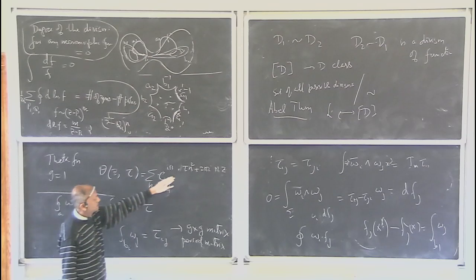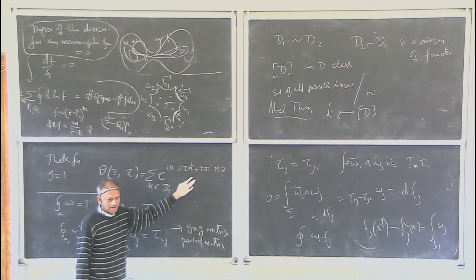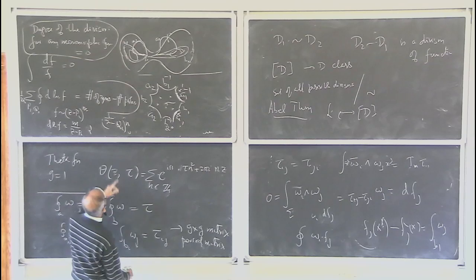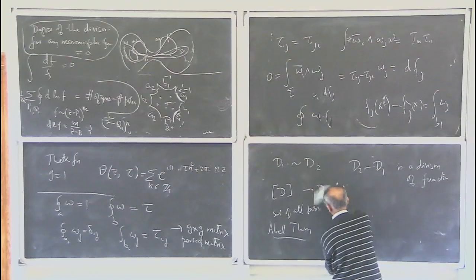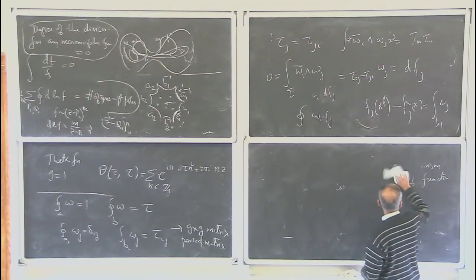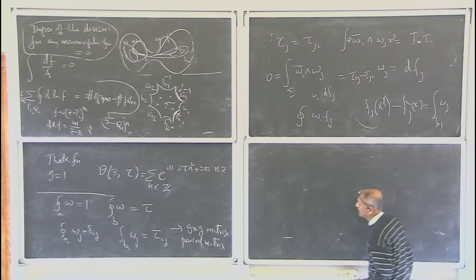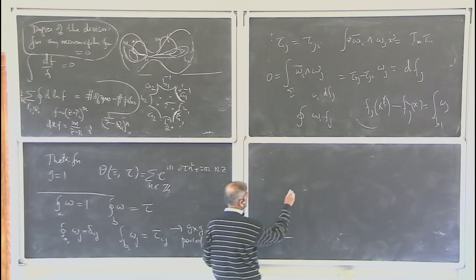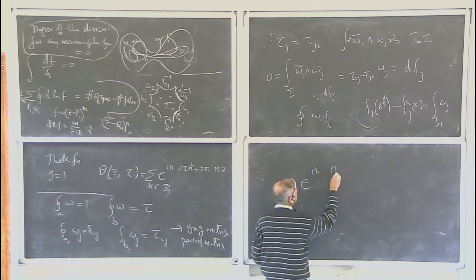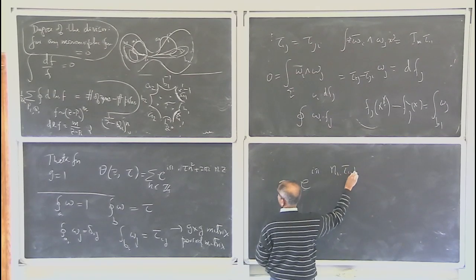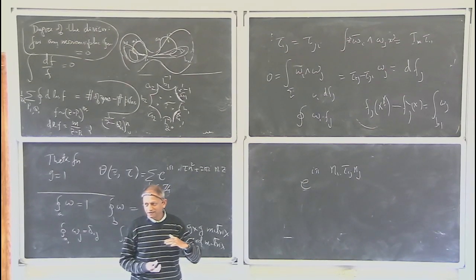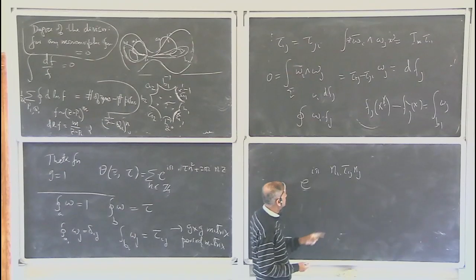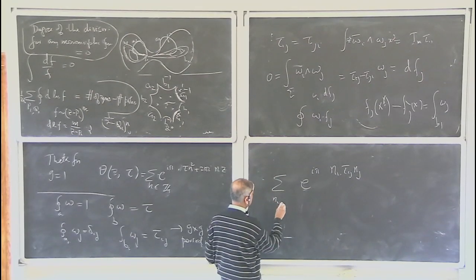So how can I generalize it, right? This I don't want to erase. So if I look at this term, I can easily generalize it: e to the i pi n_i tau ij n_j, right? But now I have a set of g integers, n. This i goes from 1 to g. So I have n_i, i going from 1 up to g. These are all integers.